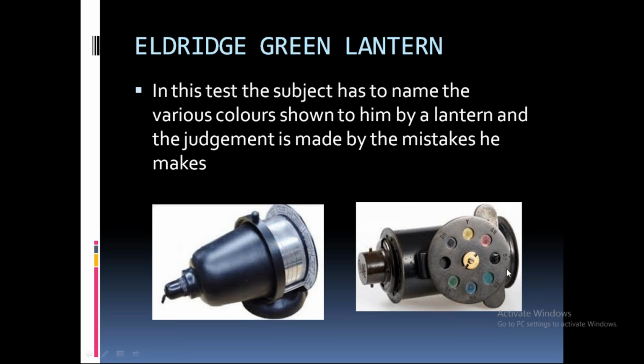Here there are various colors present in the lantern. The subject has to identify the various colors shown to him. This is yellow, this is red, black, this one is blue, this is green, dark green, light green. Judgment is made by the mistakes he makes. This is called Eldridge green lantern.